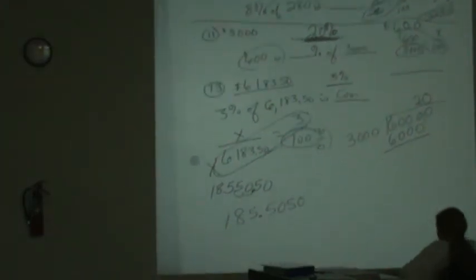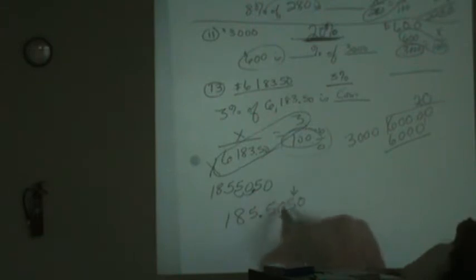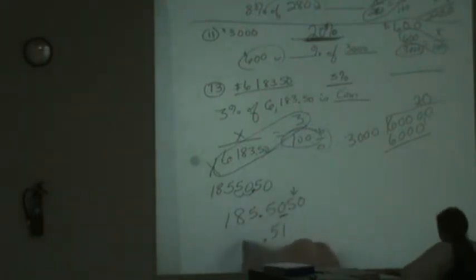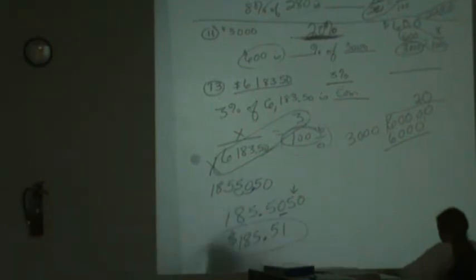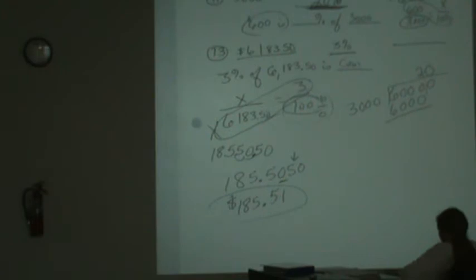185.5050. He isn't going to get that, right? You round it to the penny, to the nearest cent. So looking at the 5, you put a 1 there. 51 cents, right? He sold $6,000 worth of something and all he got was $185. Hopefully it's easy to sell. Or he doesn't have very many bills to pay.